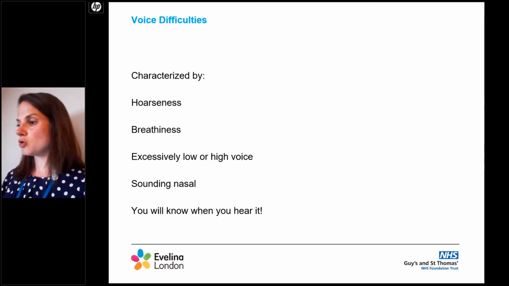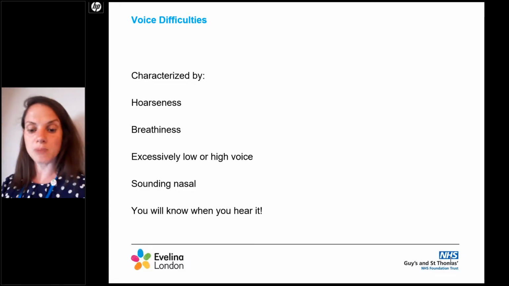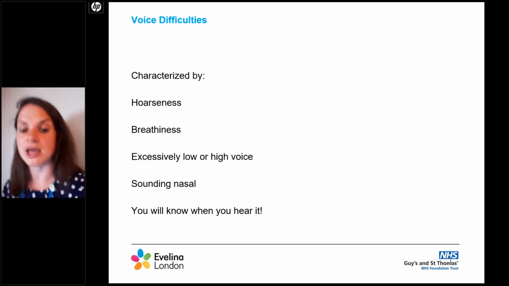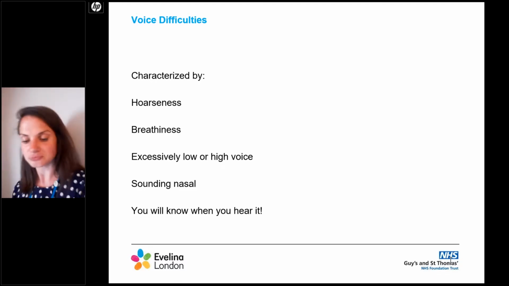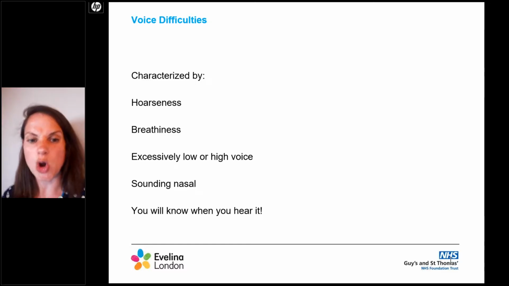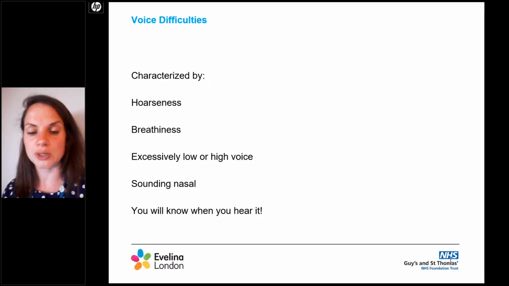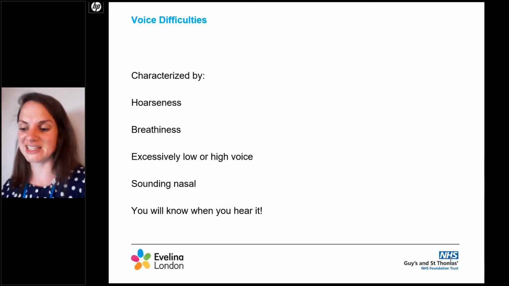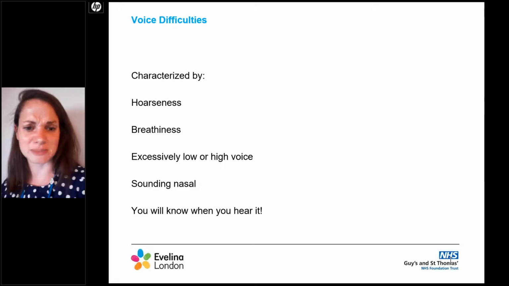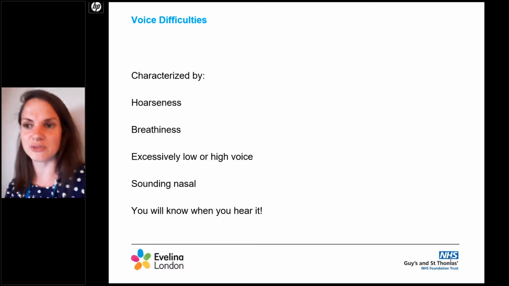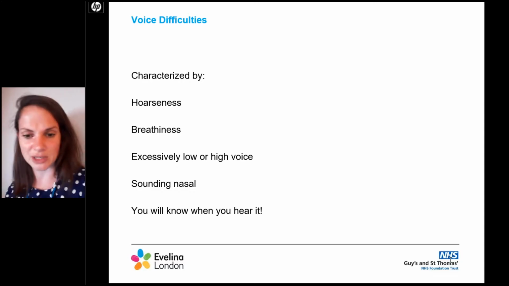We've just got two more examples of the sorts of children that we might work with. Second to last one is children with voice difficulties. So these children might have difficulties with their voice being quite hoarse or breathy, or they might have an excessively high or low pitched voice, or they might sound nasal. The reason it says there, you'll know when you hear it, is because people often worry themselves that they might miss this.